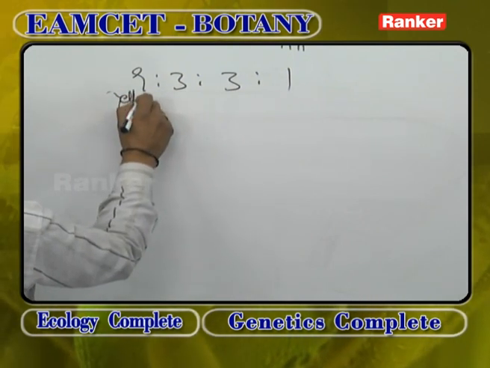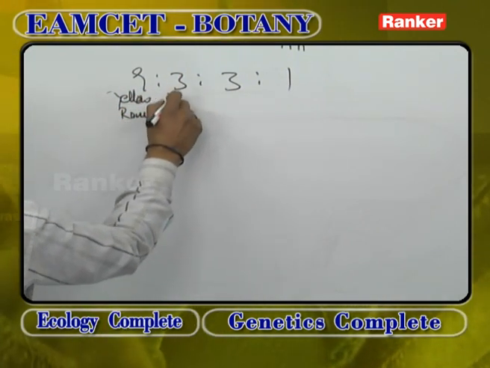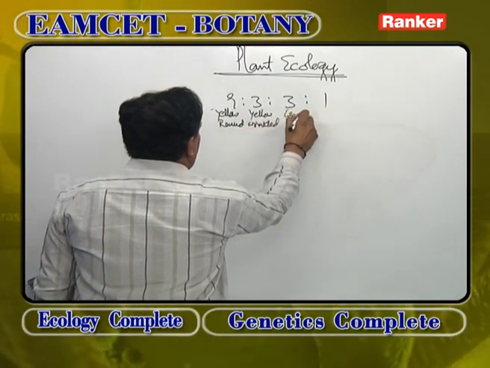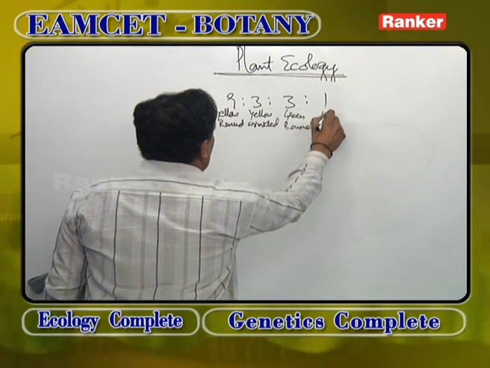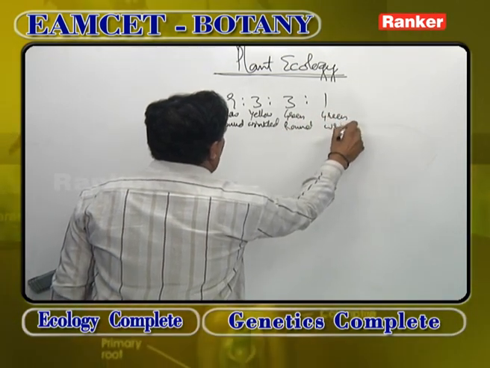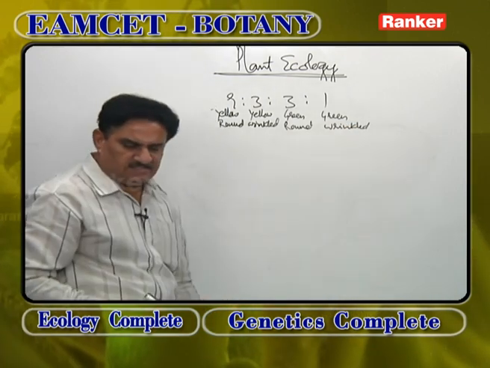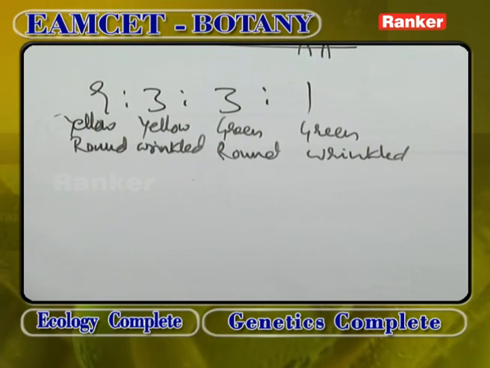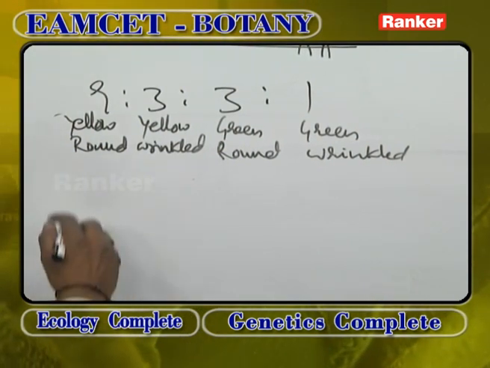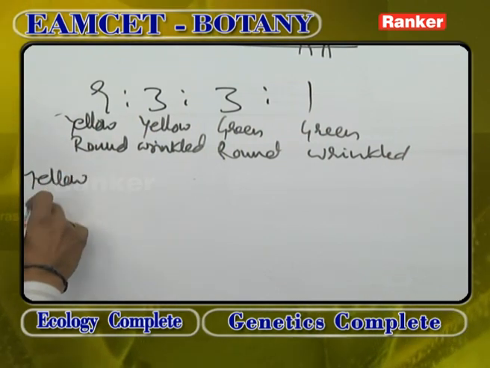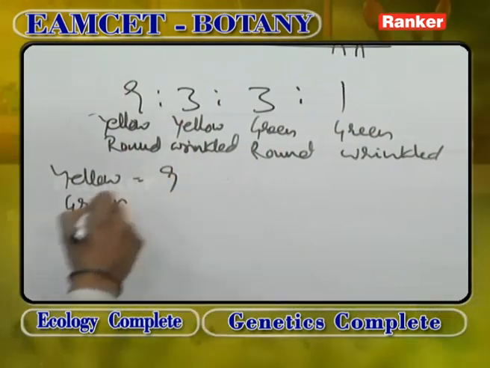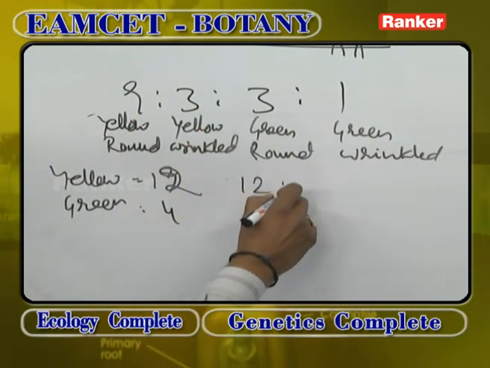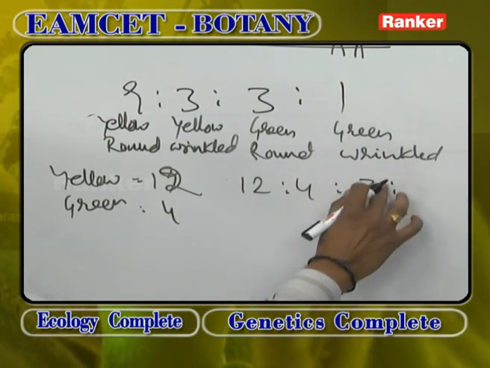The dihybrid cross ratio is this one. Yellow and round are 9, yellow and wrinkled are 3, green and round are 3, and green and wrinkled are 1. So here, the product, what is this? The phenotypic and genotypic probabilities of a dihybrid cross can be calculated through the product law by multiplying their individual probabilities. If you take only yellow and green color, yellow will be 9 plus 3, which is 12, and green will be 4. So 12 is to 4 is nothing but 3 is to 1.